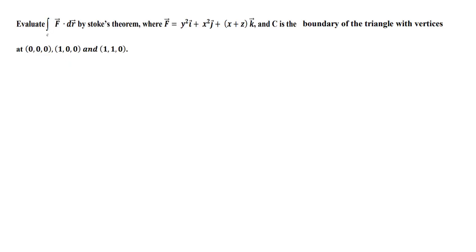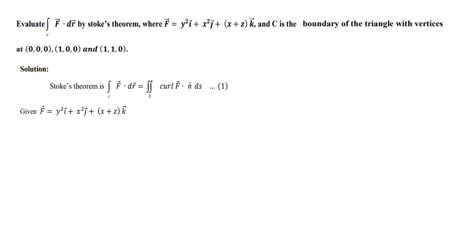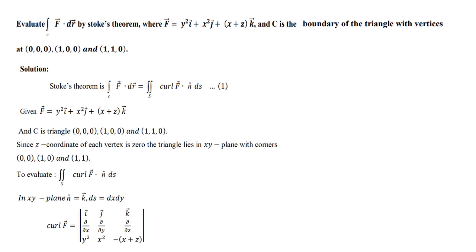See a sum based on Stokes' theorem. Evaluate the integral of the dot product of F vector and dr vector by Stokes' theorem, where F vector is equal to y squared i plus x squared j plus (x plus z) k vector, and C is the boundary of the triangle with the vertices at (0, 0, 0), (1, 0, 0) and (1, 1, 0). So we know the Stokes' theorem formula and they have given the value of F vector. They have also mentioned that C is a triangle with 3 points.